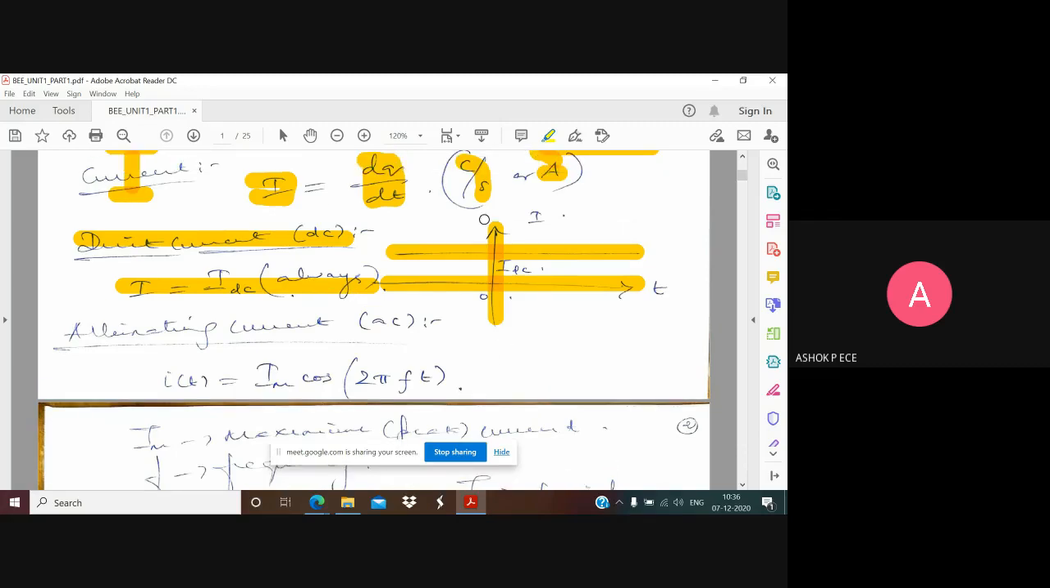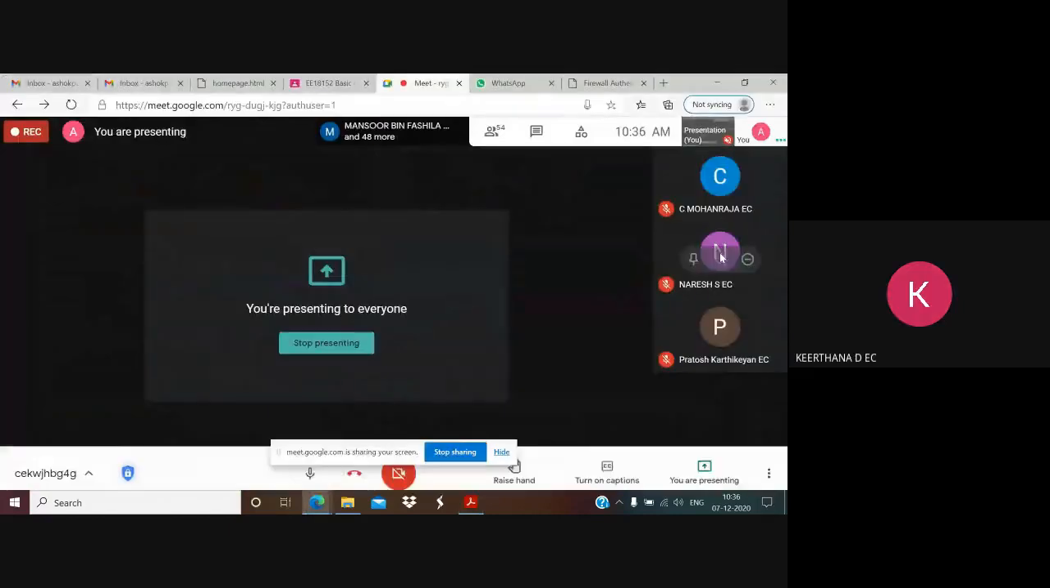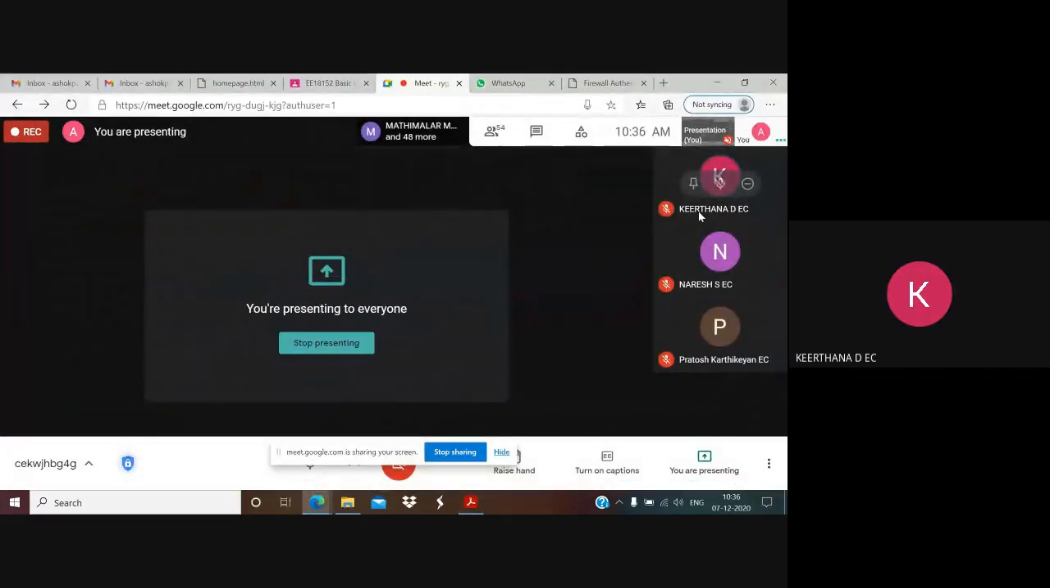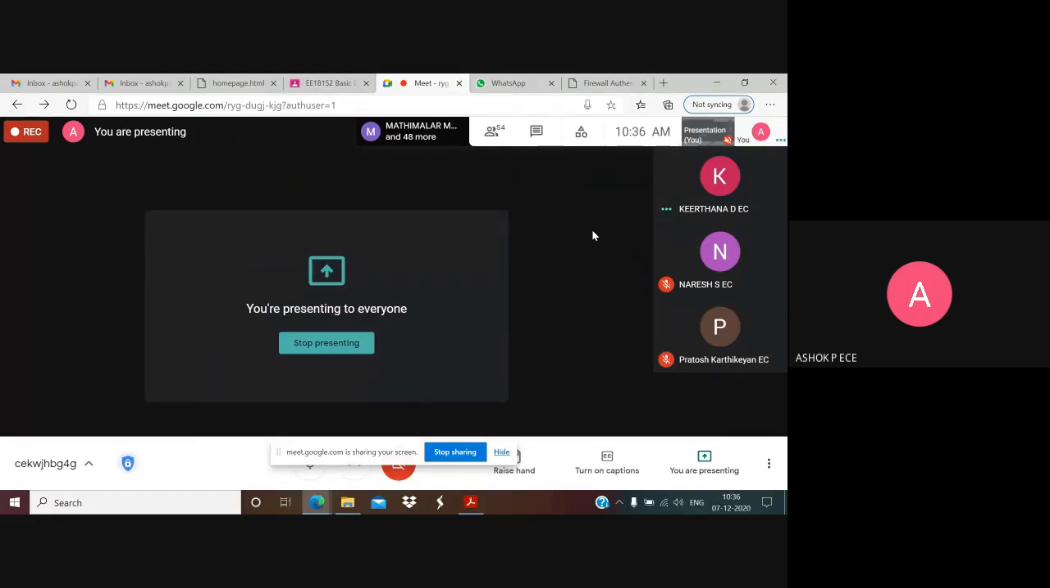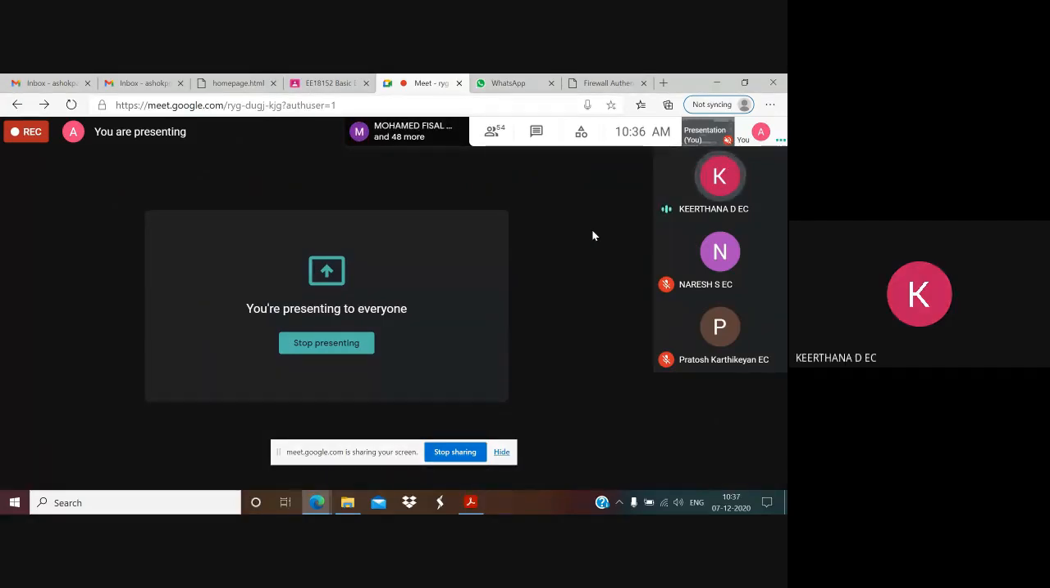Is this waveform repeating or is this waveform changing? No, sir, it is not changing. It is not changing, right? So I say the frequency is zero here. What is frequency? Cycles per second. Yes, Kirtana D, what is frequency? Sir, it's the number of cycles per second.